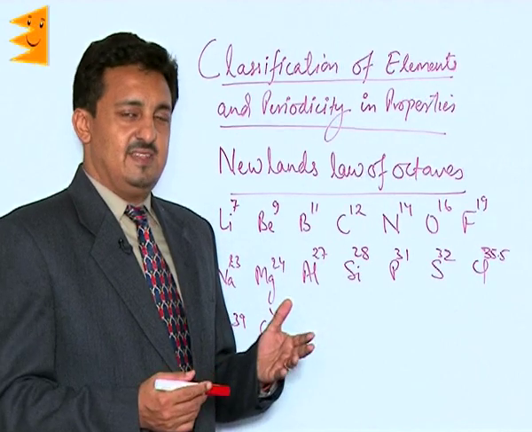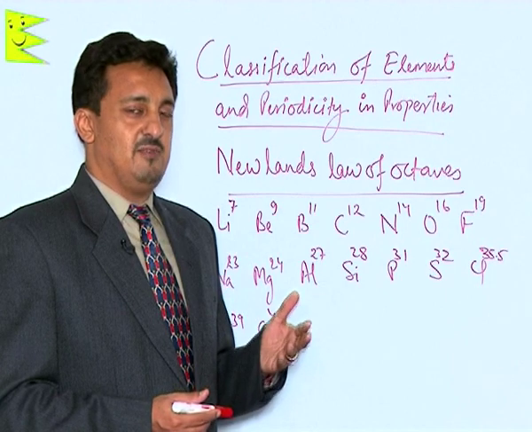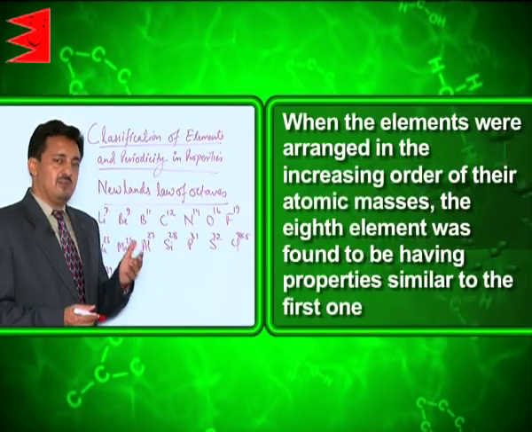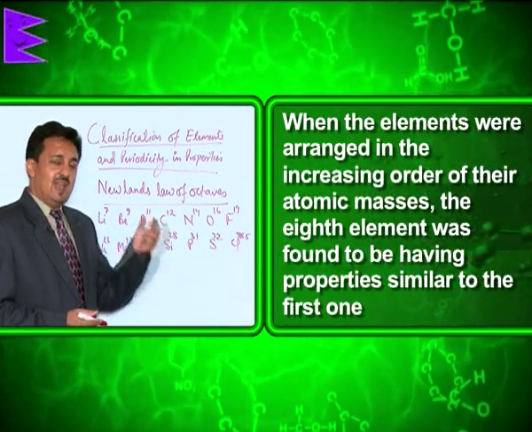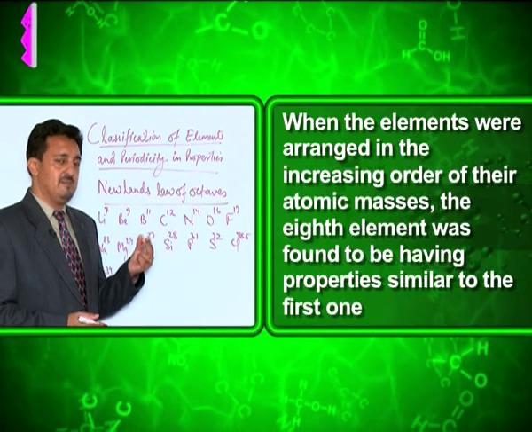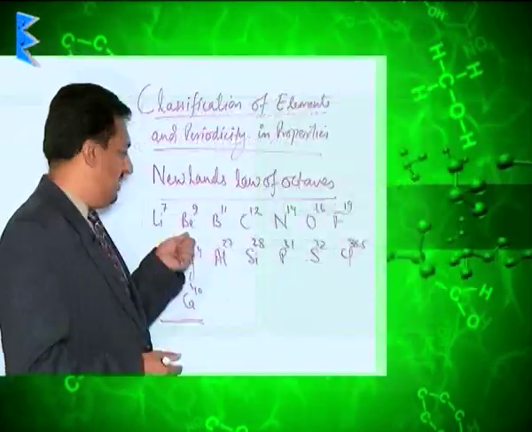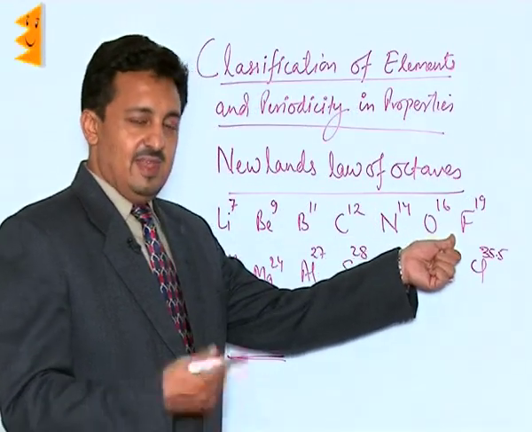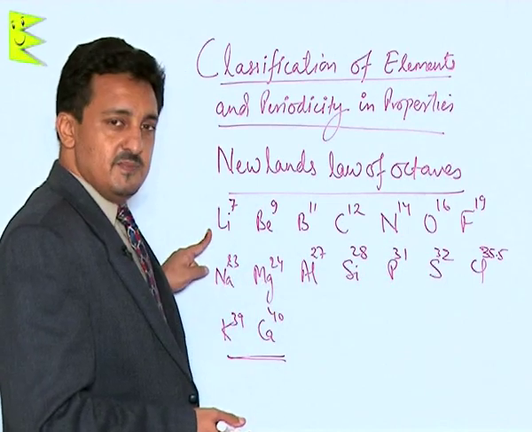The next credit in the classification of elements goes to Newlands. Newlands gave his law of octaves. What he observed was that when the elements were arranged in increasing order of their atomic masses, the eighth element was found to have properties similar to the first one. And this is how when he arranged lithium, beryllium, boron, carbon, nitrogen, oxygen, and fluorine, the next eighth element, sodium, was found to have properties similar to lithium.